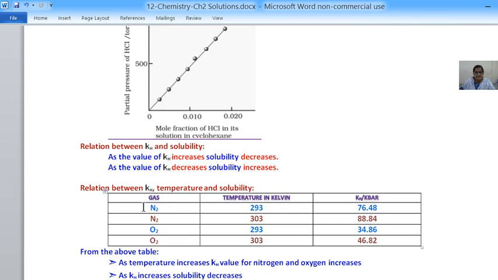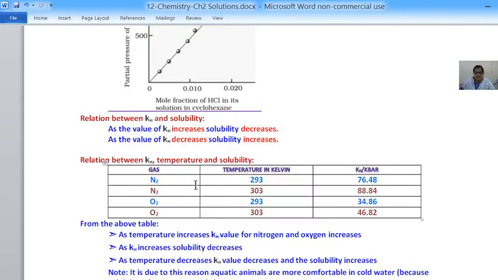Next, we will see the relation between Kh, temperature and solubility. For this, we have a table with three columns. The first column is gas, the second is temperature, and the third is Kh, that is, Henry's law constant. First we start with nitrogen gas. Nitrogen gas at 293 Kelvin has a Kh value of 76.48. Nitrogen gas at 303 Kelvin has a Kh value of 88.84. That means as the temperature is increasing, the Kh value is increasing.